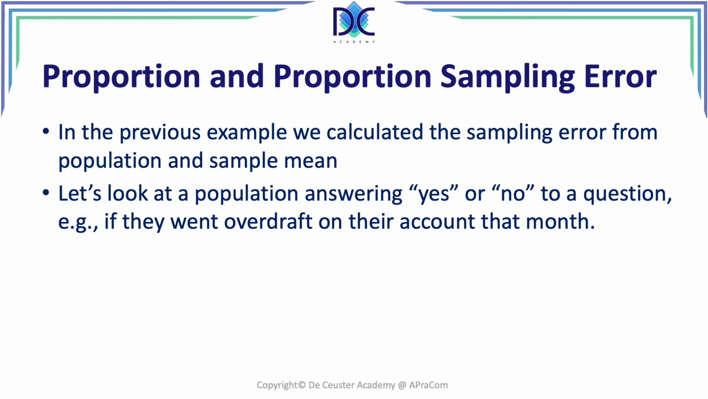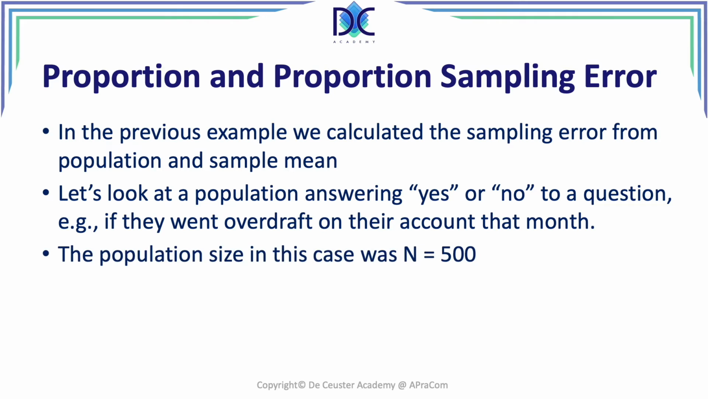Here we have only two possible answers: yes or no, heads or tails. We can look at people and say how many of them went overdraft on their account that month. So it would be a yes, and a no for people who didn't go overdraft. Here we look at the proportion, and since we have either yes or no, we can calculate the proportion of yeses and nos in that population.